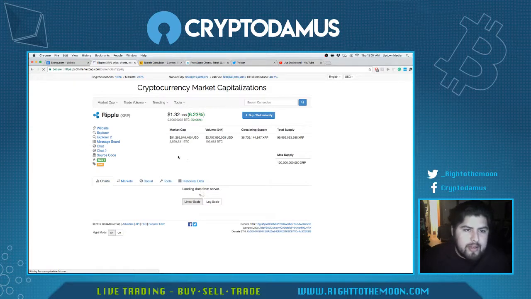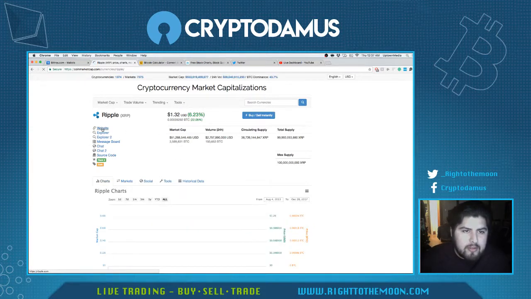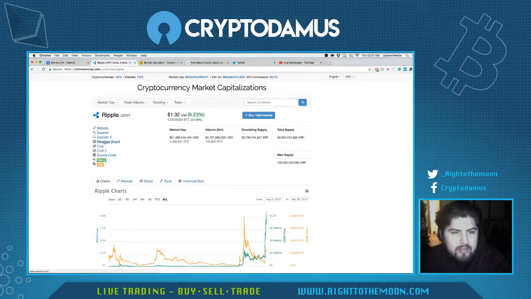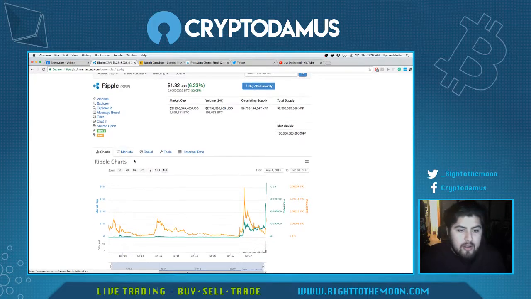What the real breakdown is, when you go down to the website, you can see they have the website, message board, chats, or source code. This is all very important information if you are looking deeper into the coin itself. Along with that, it gives you a rough estimate of their chart, what the coin costs, and when it went up. It compares against the US dollar, Bitcoin, and the overall market cap.